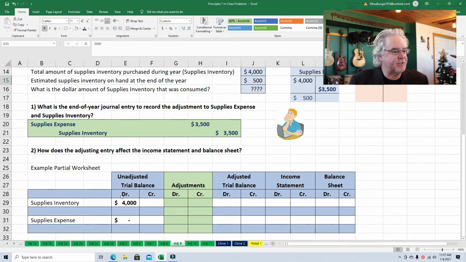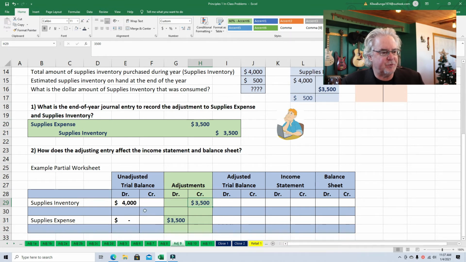So here's what's going on. The unadjusted trial balance, supplies inventory had a balance of $4,000, and sure enough, there's the $4,000. And supplies expense didn't have any balance at all at the very start before any adjustments. So what we're doing is debiting supplies expense for $3,500. So let's put that right here. If you're wondering where that came from, it came from right up here. Debiting supplies expense for $3,500, and then crediting supplies inventory for $3,500. So here's a credit. There we are.